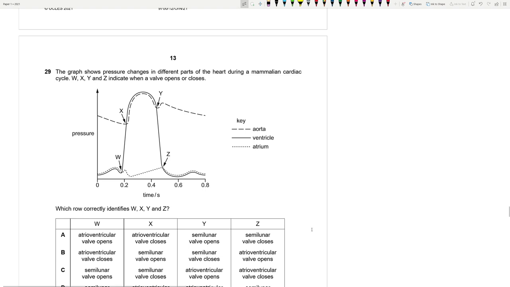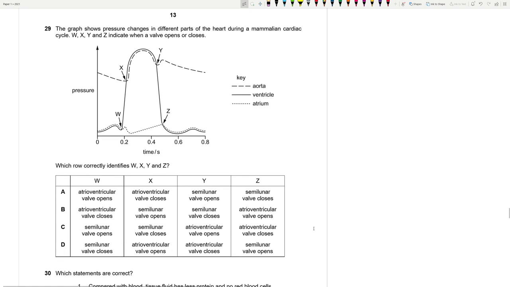So let's see. In 29, we have four options. So let's look at this. I'm going to teach you what actually happens. So this bold line, do you see this? This is actually the pressure in the ventricle, right? What about this dotted line? This is our atrium, and this is basically the aorta.